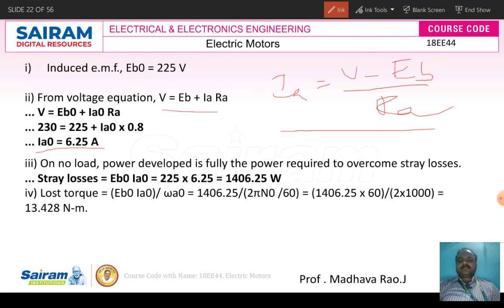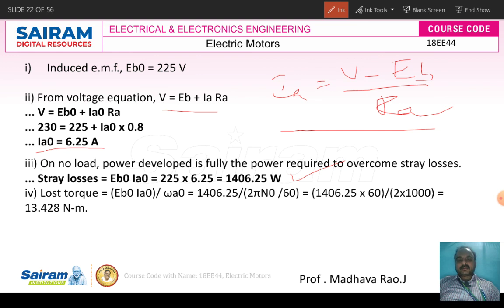So next one, stray losses. Eb into Ia is the mechanical power developed. On no load, the power developed is fully the power required to overcome the stray losses. So stray losses equal Eb naught into Ia naught, 225 into 6.25, and you will get 1406.25 watts. So this is the stray losses of the DC motor.